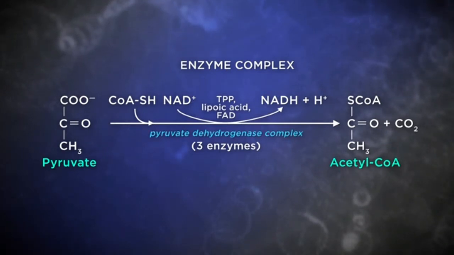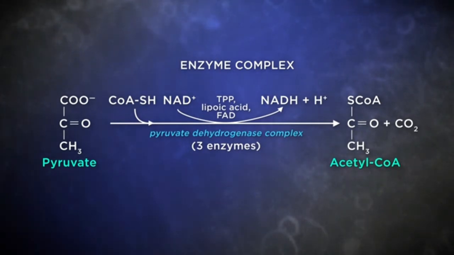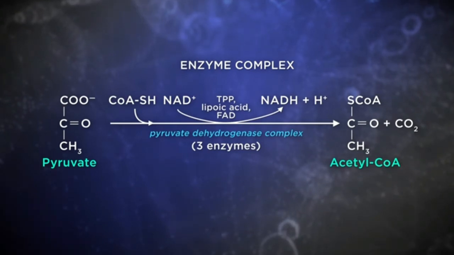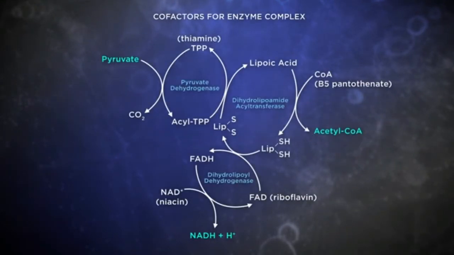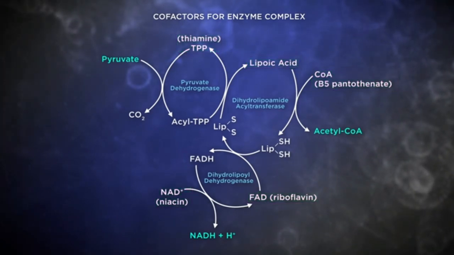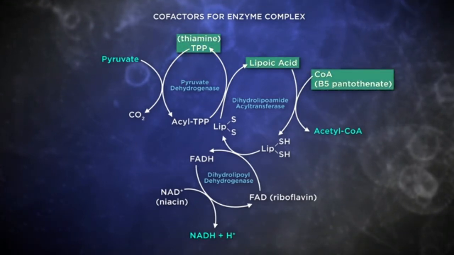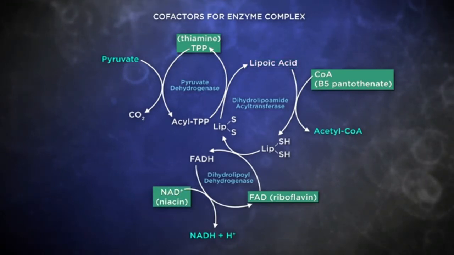The reason we call pyruvate dehydrogenase a complex is because it is not just one enzyme, but rather several enzymes that catalyze the multiple reactions necessary for converting pyruvate to acetyl CoA. The enzyme complex uses 5 different cofactor molecules that act as helpers for the reactions. These cofactors include lipoic acid, coenzyme A, thiamine pyrophosphate, FAD, and NAD+. The last 4 of these molecules are either vitamins or are derived from them.